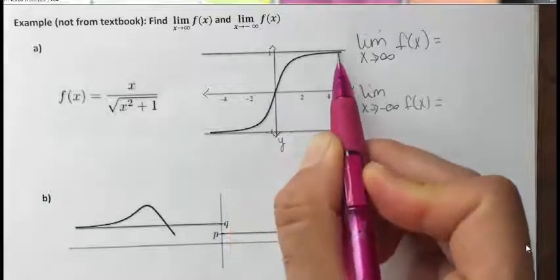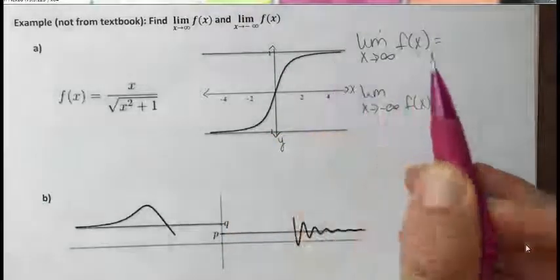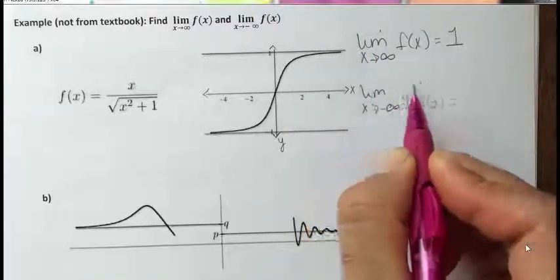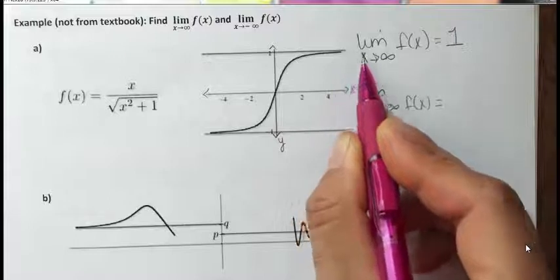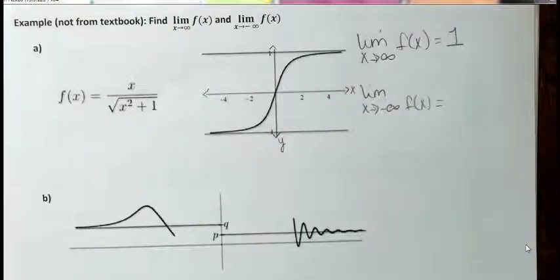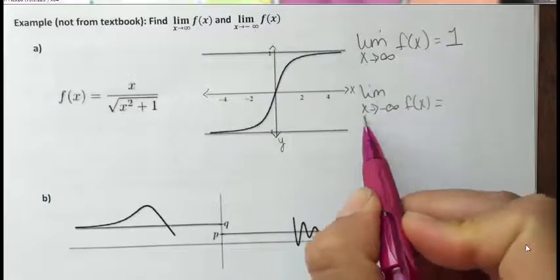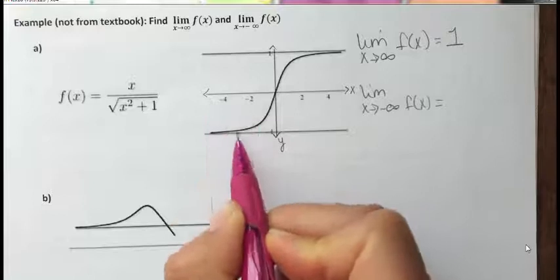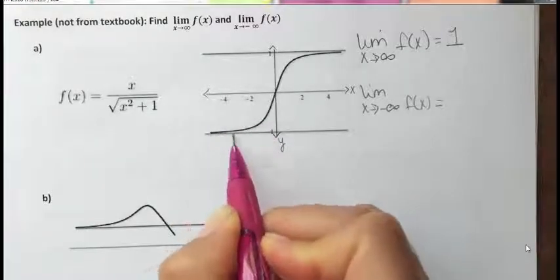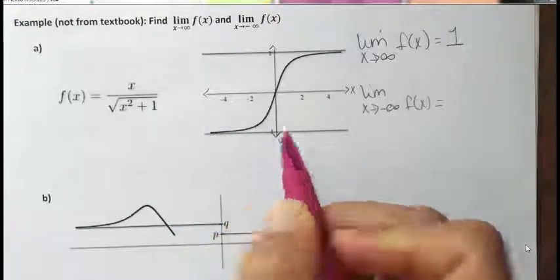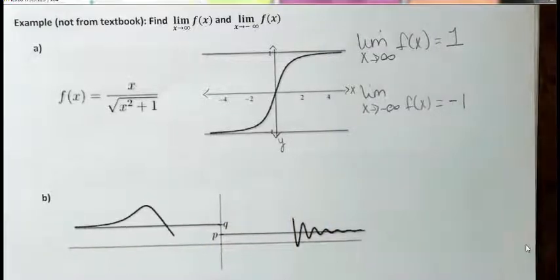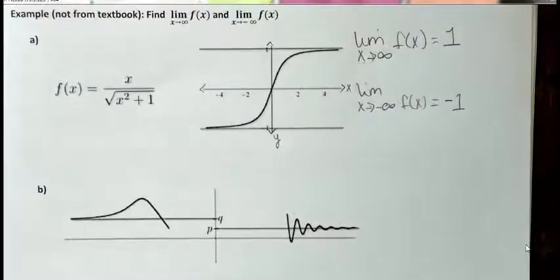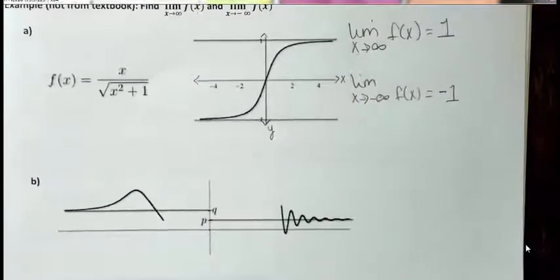Well, it appears to be approaching this horizontal asymptote at y equals 1. So as x goes to infinity, as it gets really, really big, this appears to be approaching y equals 1. And then going the other direction, the limit as x goes to negative infinity, or as it gets really, really small, going this way on the x-axis, again, this appears to be approaching some horizontal asymptote that appears to be negative 1. So those are pretty easy. Looking at limits graphically is a pretty simple concept.